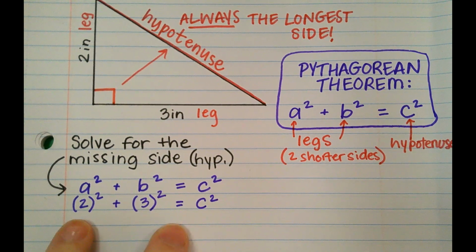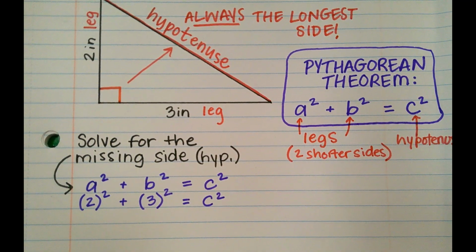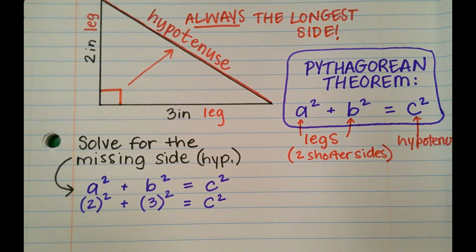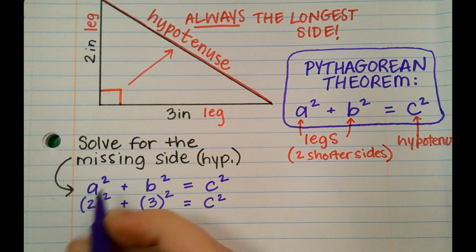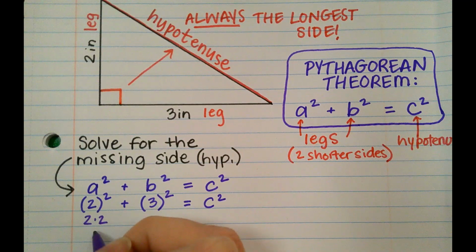And now, once you plug in your numbers, we need to simplify this side of the equation. I have 2 squared and I have 3 squared. Remind me, what does 2 squared mean? 2 times 2, 2 times itself. What is 2 times 2? Yes, it's 4.